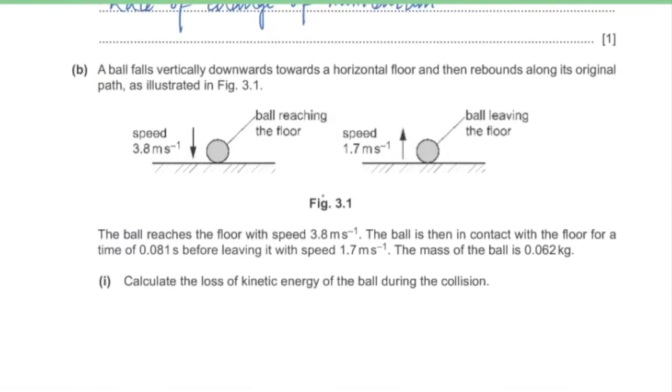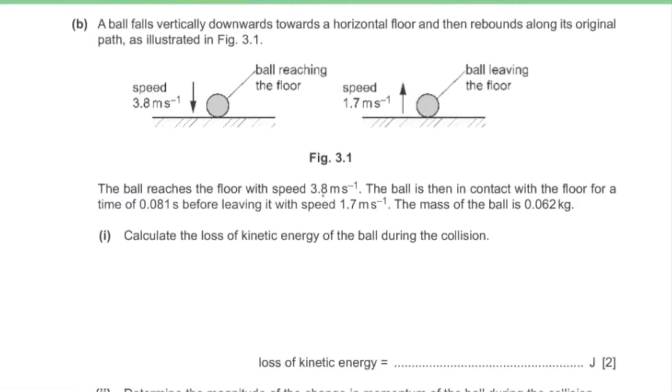Part B, a ball falls vertically downwards towards a horizontal floor and then rebounds along its original path as illustrated in figure 3.1. The ball reaches the floor with speed 3.8 meters per second. The ball is then in contact with the floor for a time of 0.081 seconds before leaving it with speed 1.7 meters per second. The mass of the ball is 0.062 kilograms. Calculate the loss of kinetic energy of the ball during the collision.